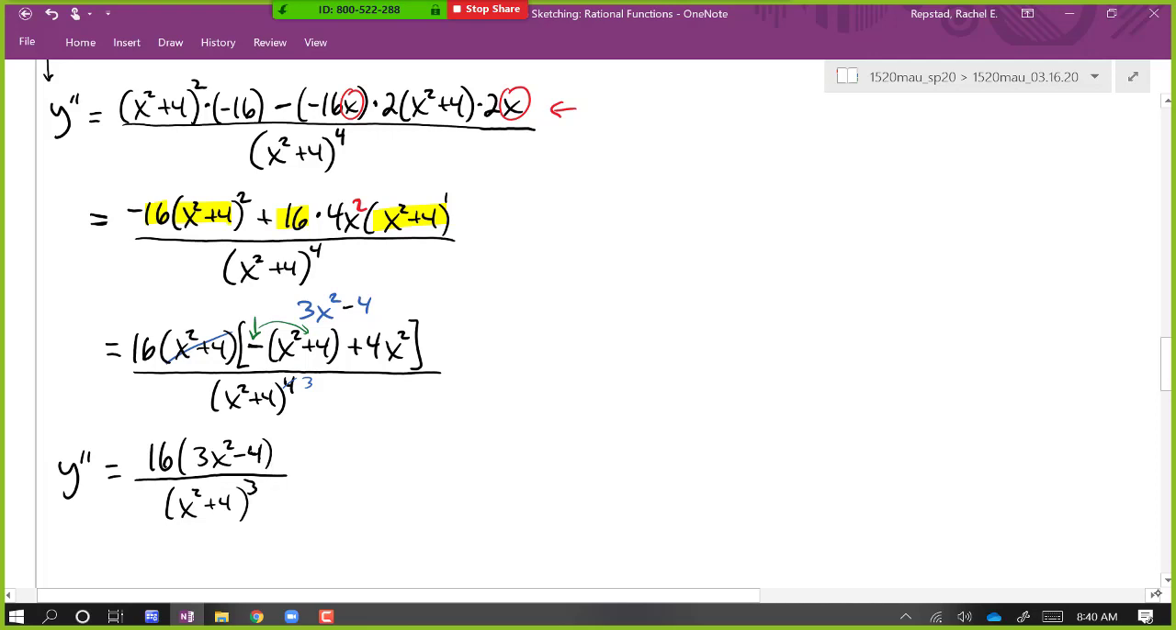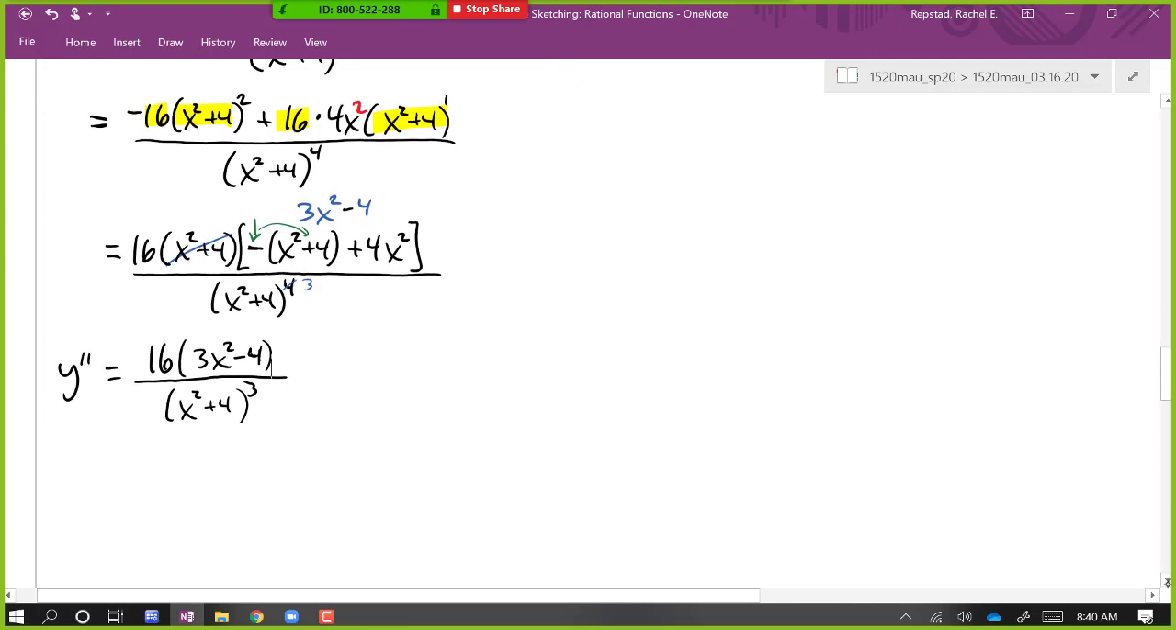Yeah. So let's make that sign chart. To make that sign chart, we need to figure out where the second derivative is zero or undefined. Again, the bottom is never going to be zero because it's x squared plus 4. But what's going on with the signs of the denominator changes the signs of the overall function, which is why we have to keep track of those values as well.